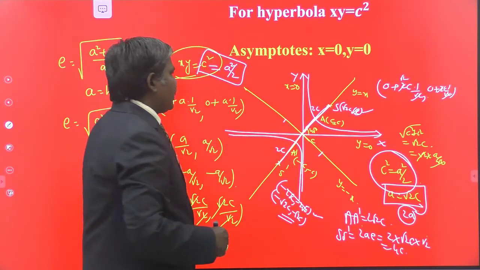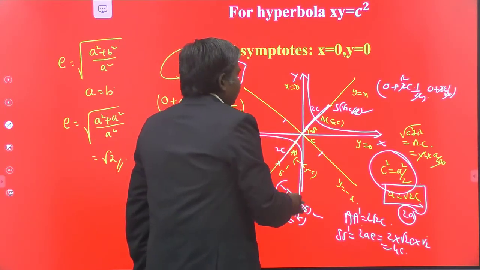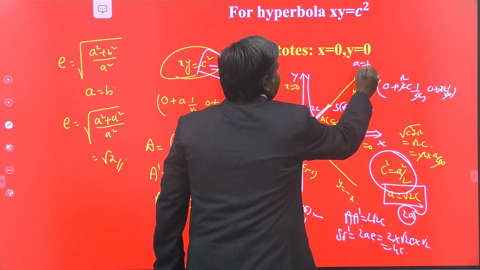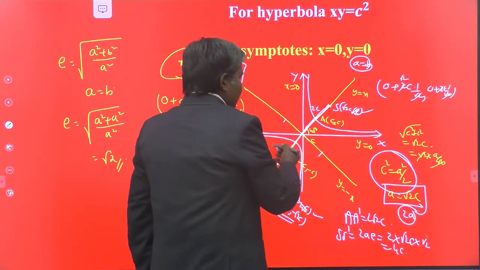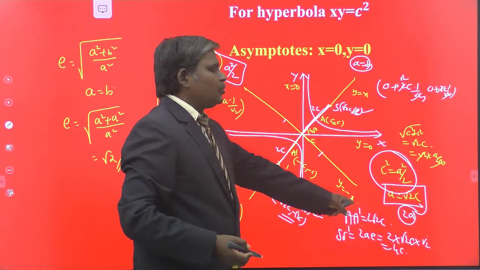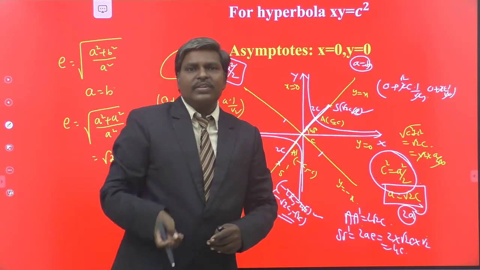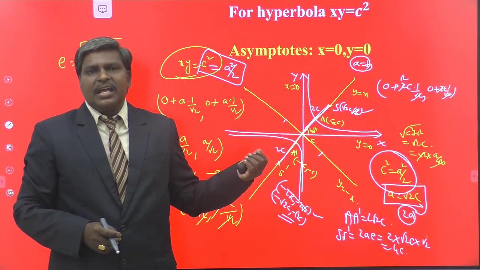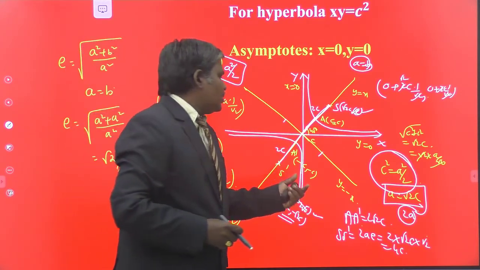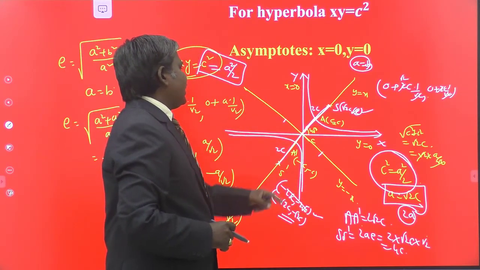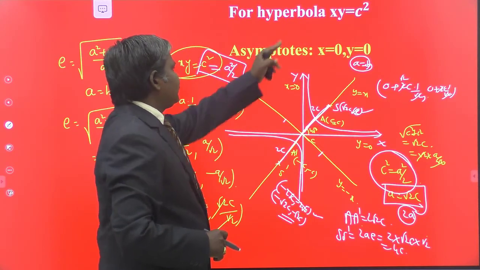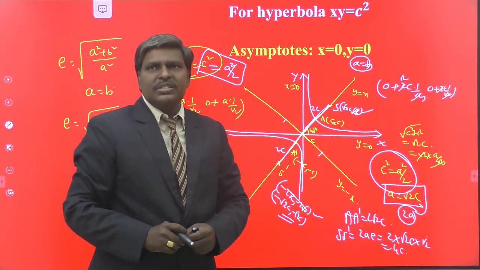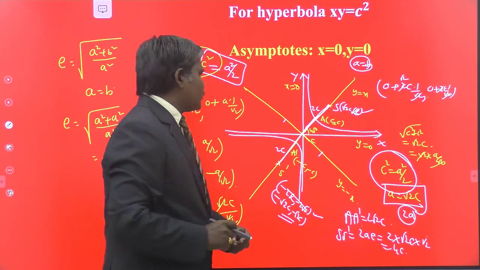You can find the length of the conjugate axis also. The length of the conjugate axis is what? Same, because A is equal to B. A equal to B, therefore its conjugate length is also 2 root 2c. So the length of the transverse axis is equal to the length of the conjugate axis in the rectangular hyperbola. Don't forget that one. So we can find all the lengths in terms of c for xy equal to c square. Okay.